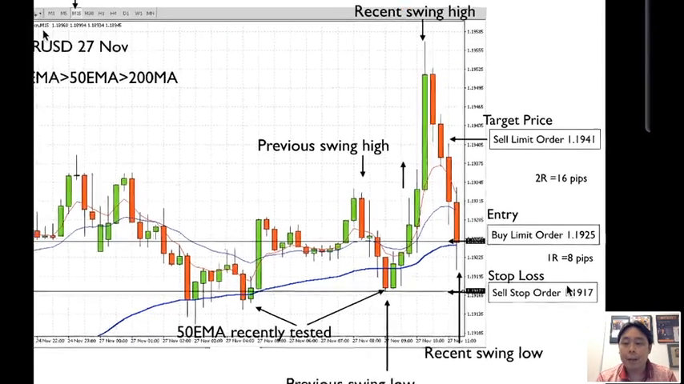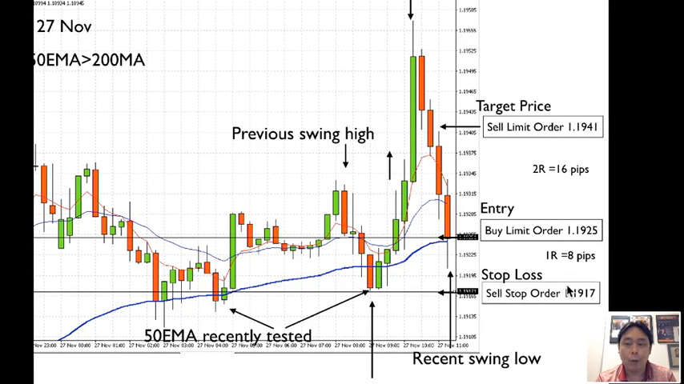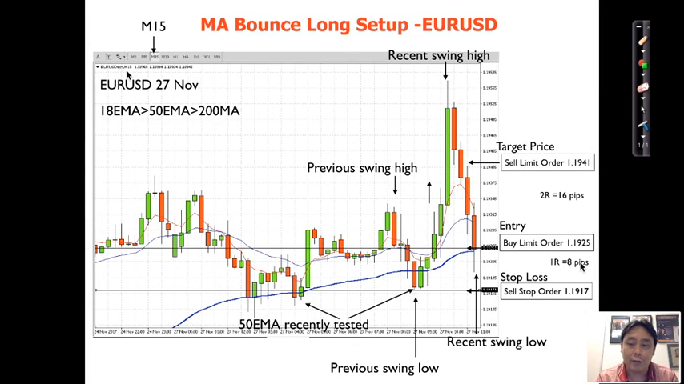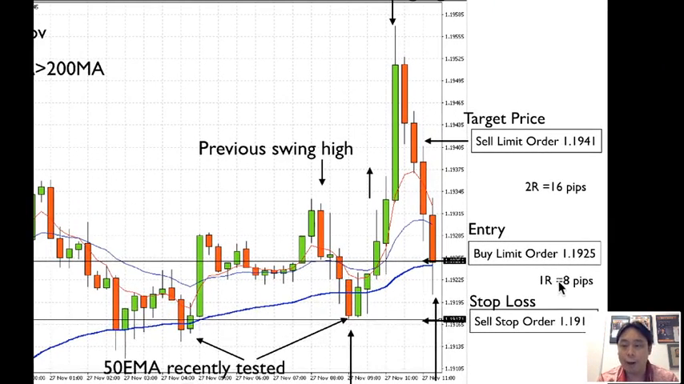Fantastic. Now, let me ask you this question. Could I have placed my stop loss 9 pips away instead of 8? Yeah, sure, why not? Could I put it 10 pips away? Yeah, I could. Why? Because in this case, my stop loss is 8 pips away, so my profit target must be double, 16 pips. So 1 R is 8 pips, 2 R is 16 pips. My profit target must be 16 pips above my entry price. So it's 1925 plus 16, which gives me 1941, which is somewhere here.